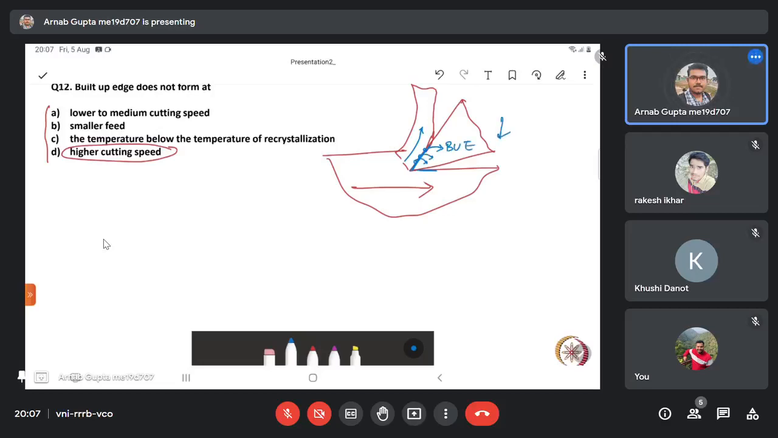Okay, at higher cutting speed. That's how you are reducing the chances of the occurrence of built-up edges. Under what conditions does built-up edge occur more prominently? You should know, right, under what conditions it is happening in a more pronounced way. Under what conditions?